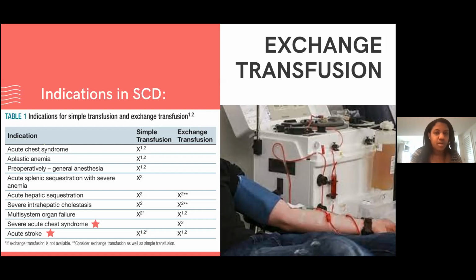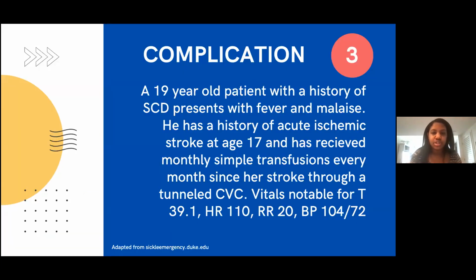All right, I'm going to go on to the last complication. So here we have a 19-year-old patient, history of sickle cell disease, coming in with fever and malaise. He has a history of acute ischemic stroke at age 17 and has been getting monthly simple transfusions every month since the stroke. She has a Tylenol CVC for this. She is febrile at 39.1, heart rate is 110, blood pressure is 104/72. So what are we worried about for this patient coming in?